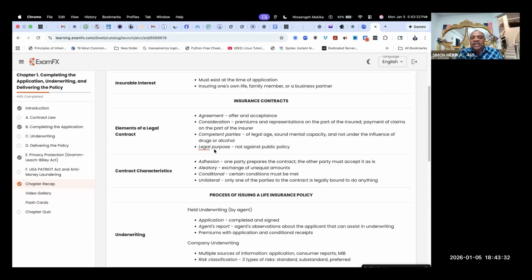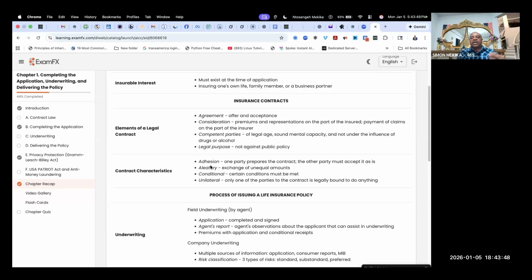You don't take insurance because you want to do something indiscriminate or some bad things tomorrow. It must align with public policies. And again, the Department of Insurance and Financial Services regulates these things very strongly.